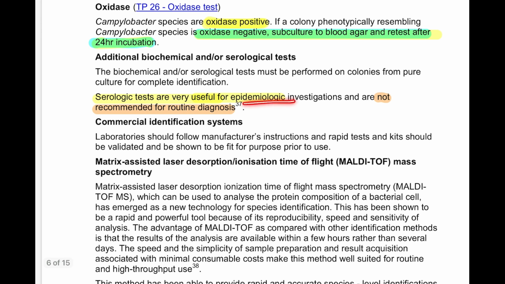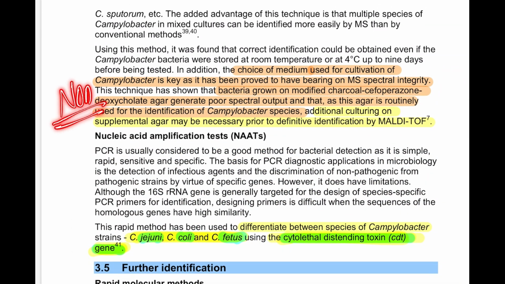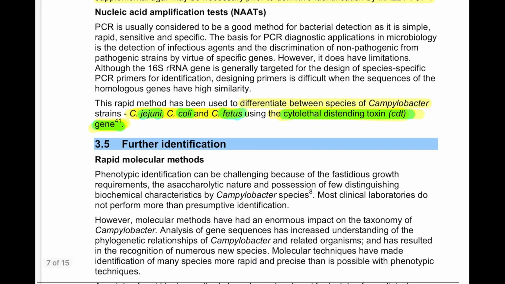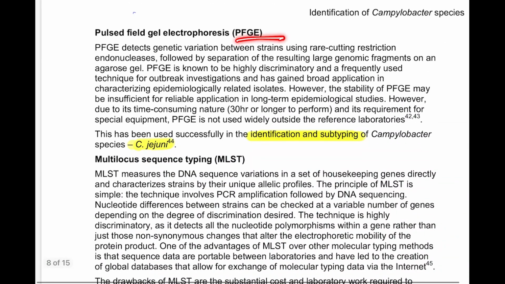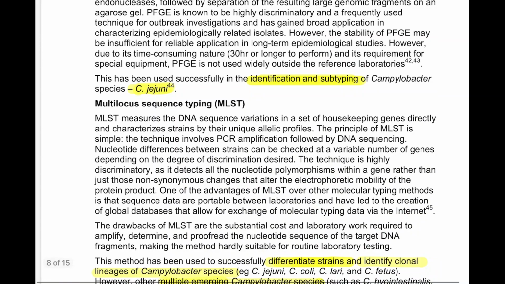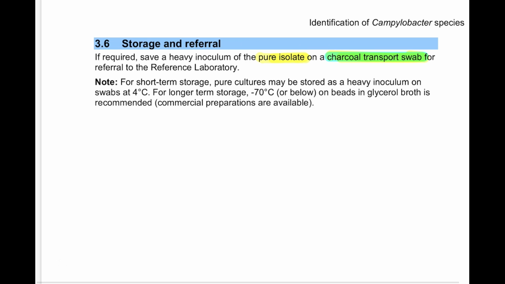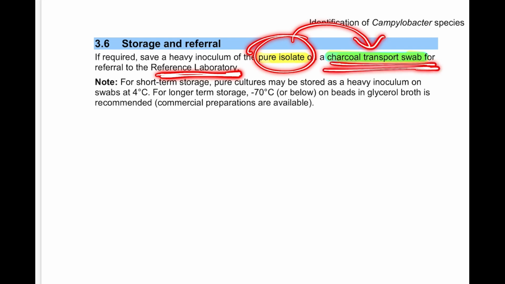Serological tests are very useful for epidemiological investigations and they are not recommended for routine diagnosis. As I already told you, you should pick colonies from non-selective medium. PCR is useful mainly to differentiate three main pathogenic species, jejuni, coli and fetus, and it detects the cytolethal distending toxin, CDT gene. PFGE, MLST as well as WGS are all important for identification and subtyping of various Campylobacter species. When we want to send it for further identification to a reference lab, we use a pure isolate and we send it on a charcoal transport swab.